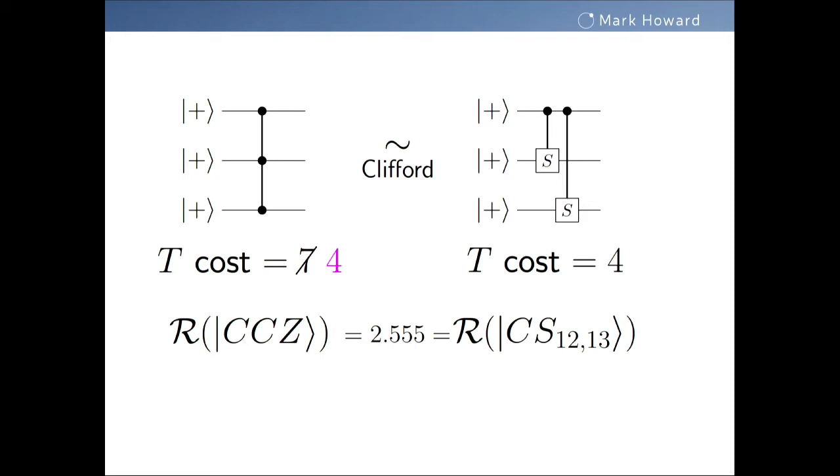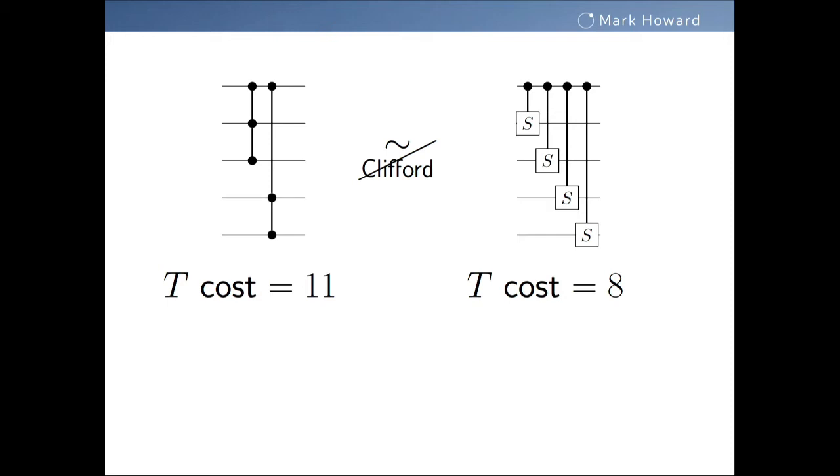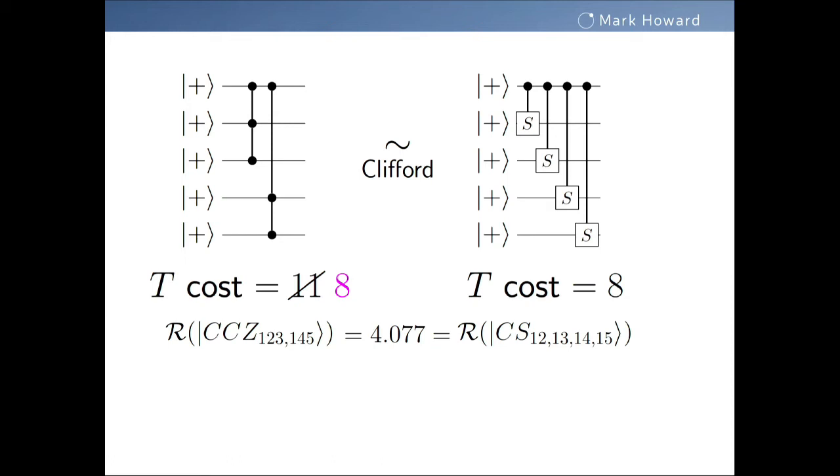So this example actually generalizes. So this is the Toffoli hash that Earl discussed. And here we have cascaded control S's. And for exactly the same reason, you see that the T cost of this thing is 11, the T cost of this thing is 8. But when you look at the resource states, they have the same robustness. And then you can actually find an explicit Clifford that takes you from one to the other. So that gives you a way of implementing this unitary using 8 instead of 11.